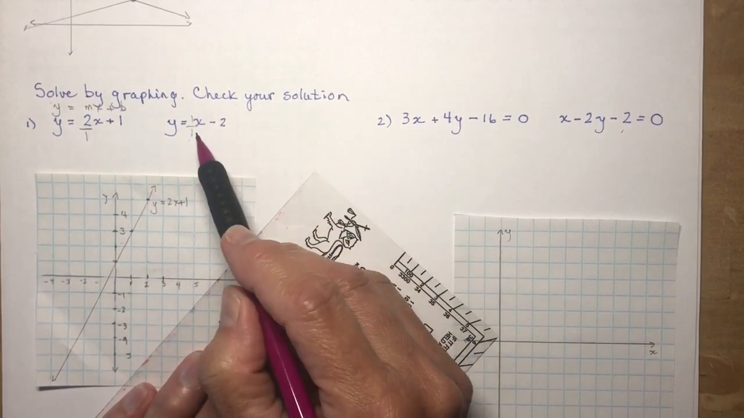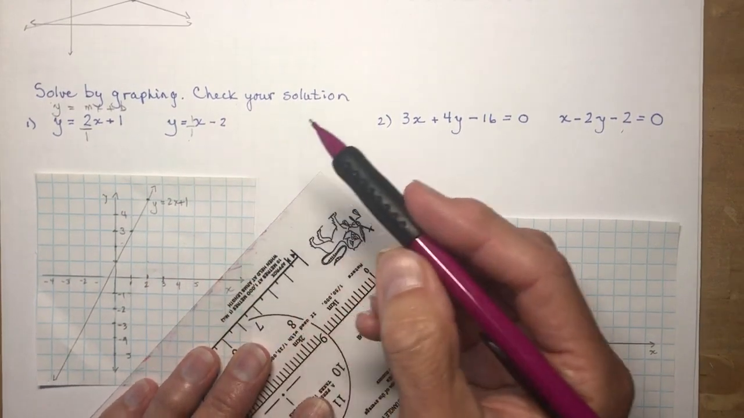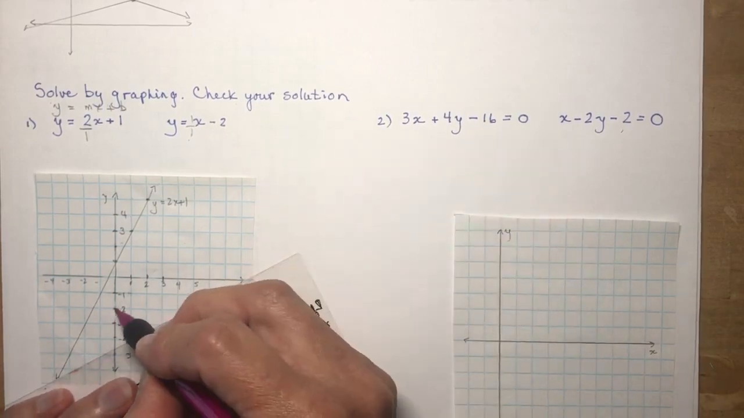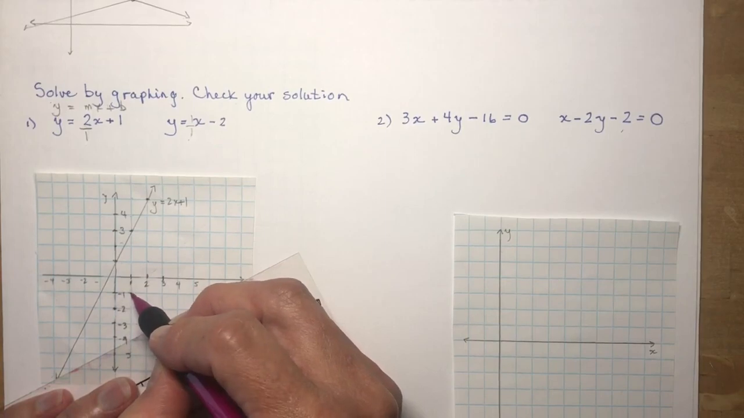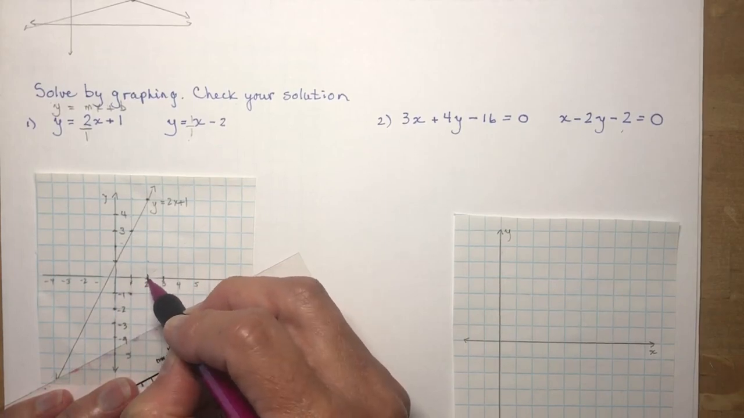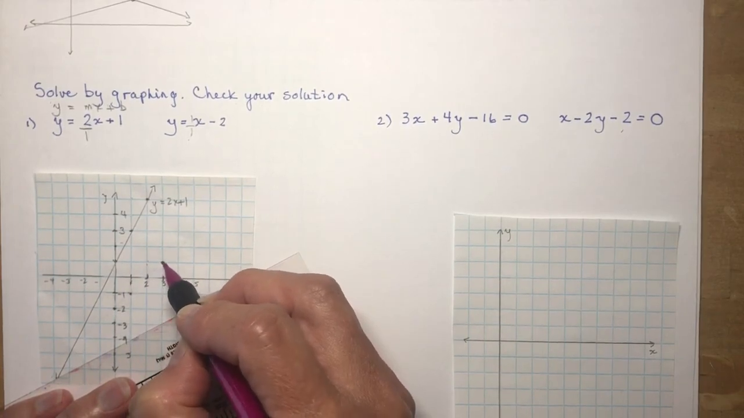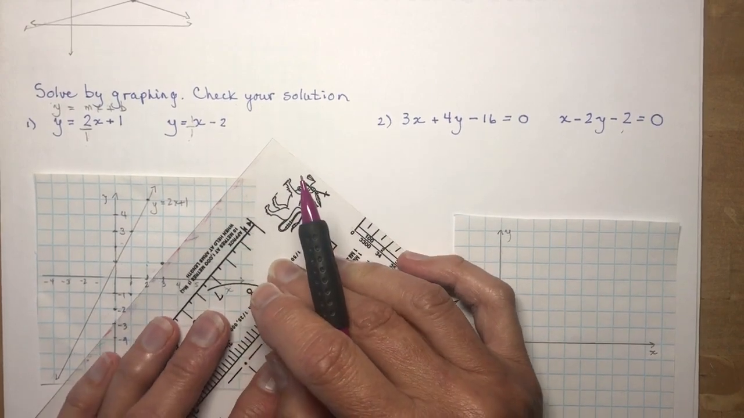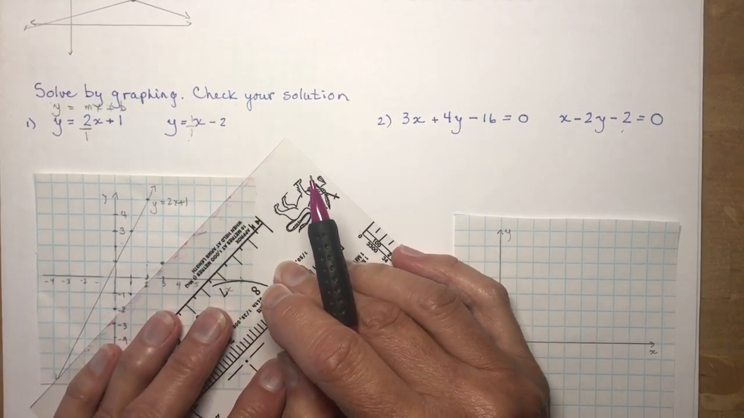You should put arrows on the end, and you should label your line, y equals 2x plus 1, and the second line, x minus 2. So I'm looking for a y-intercept of minus 2, so I'm here, and the slope is 1. So up 1, over 1, up 1, over 1, up 1, over 1, and I'm going to go through these little dots here.